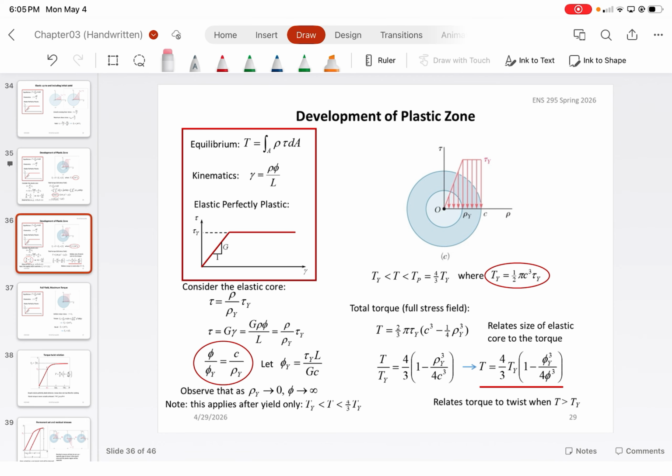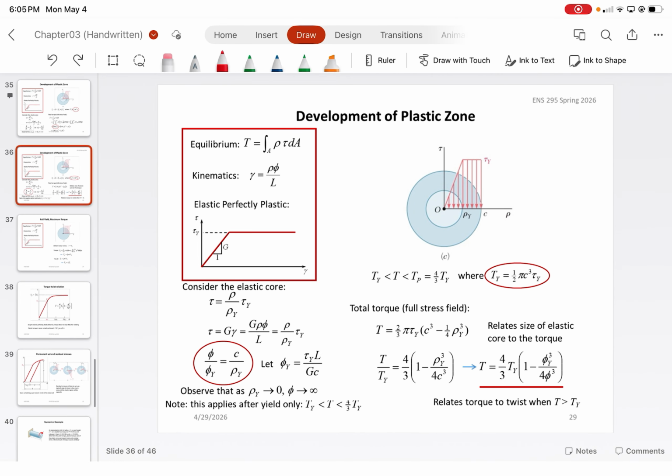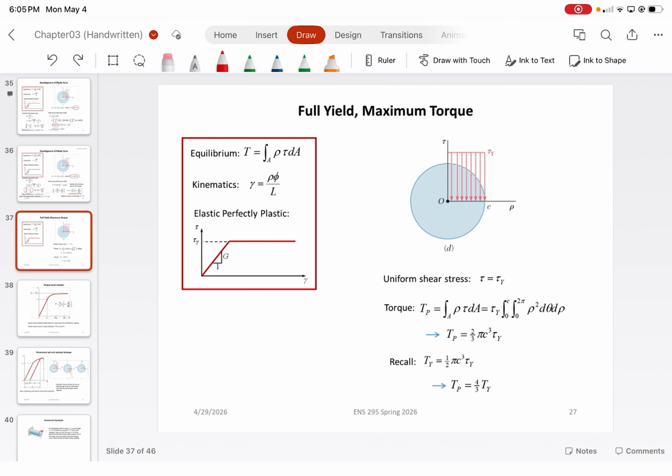Which would just obviously be a function of the angle of twist at which yielding occurs. So the angle of twist for this outside core here, divided by the angle of twist at which it's still behaving linear elastically. And then lastly, one of the simplest cases is just when you have full yielding.